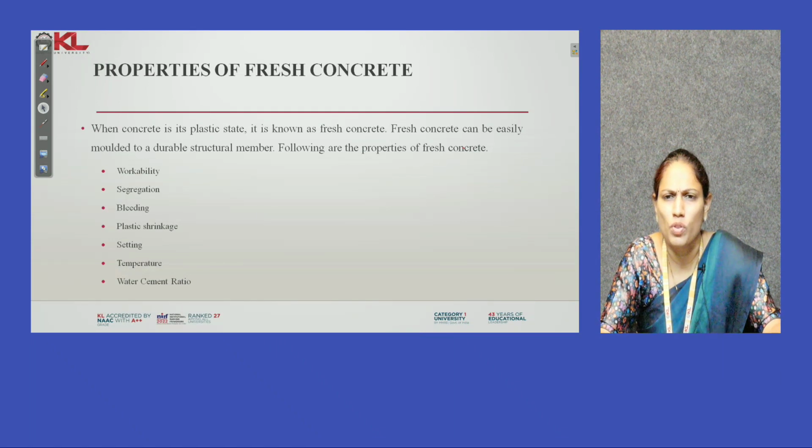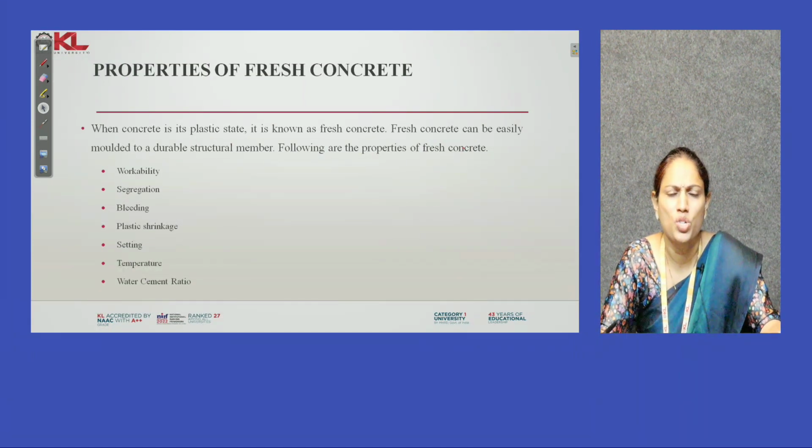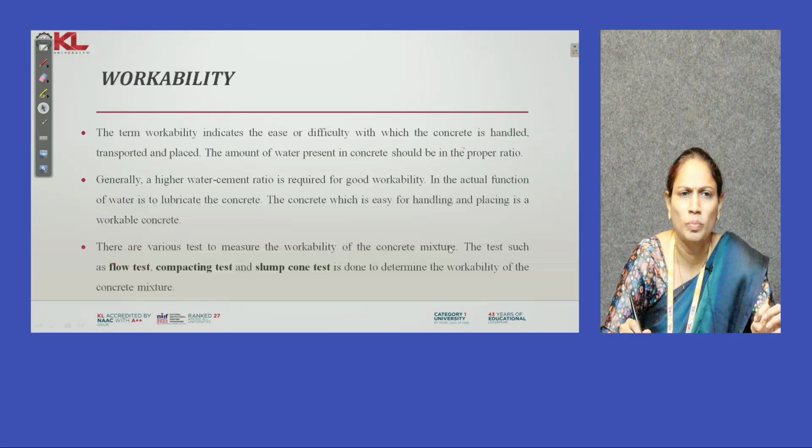Following are the properties of fresh concrete: workability, segregation, bleeding, plastic shrinkage, setting, temperature, water cement ratio. So what are the properties of fresh concrete that can be known, or seen? Nothing but workability, segregation, bleeding, plastic shrinkage, setting, temperature and water cement ratio.